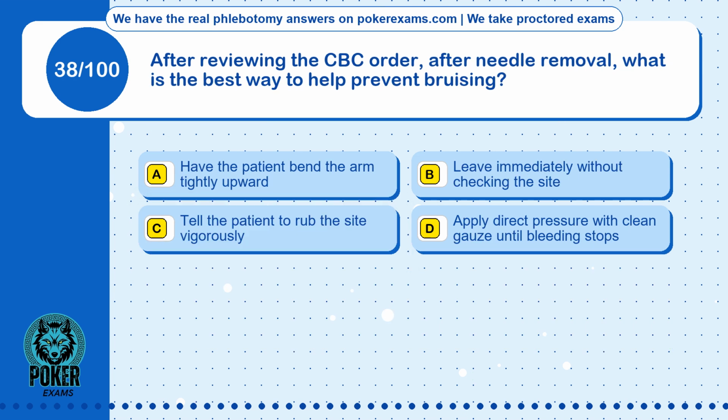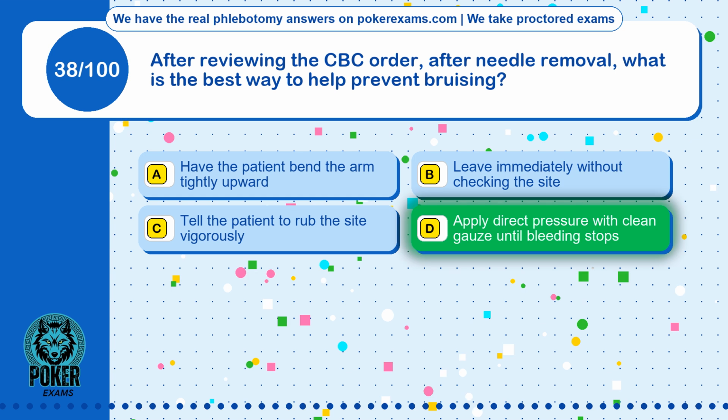Question 38. After reviewing the CBC order, after needle removal, what is the best way to help prevent bruising? Option A. Have the patient bend the arm tightly upward. Option B, leave immediately without checking the site. Option C, tell the patient to rub the site vigorously. Option D, apply direct pressure with clean gauze until bleeding stops.